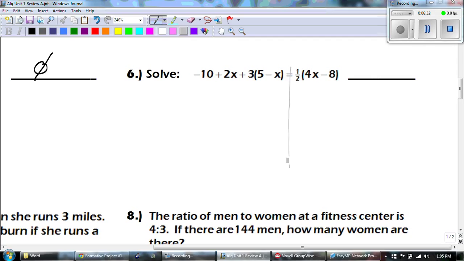Number 6, I'll be nice, I'll distribute, but after that you guys are on your own. Okay? So the -10 comes down, the 2x comes down, and then I need to distribute that 3. 3 times 5 is 15, and 3 times x is 3x. Now on the right side, I'm distributing half. So half of 4 is 2, and then half of 8 is 4.